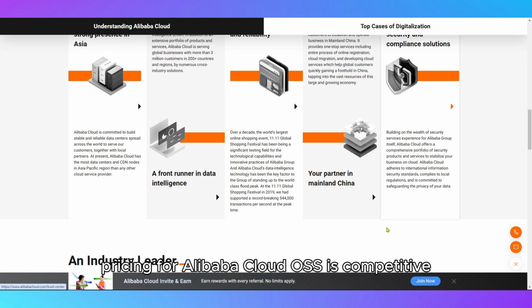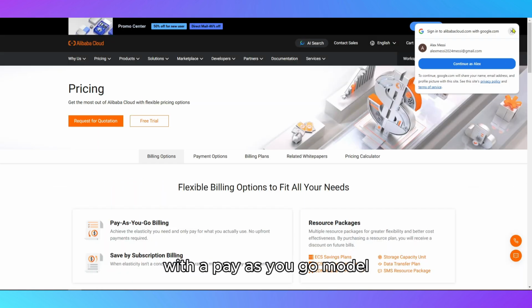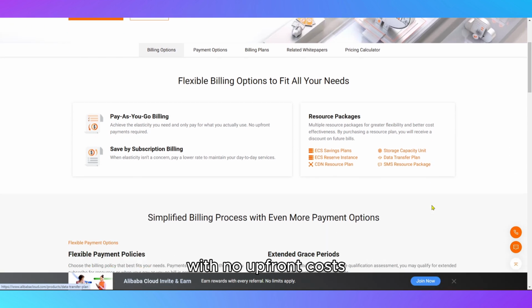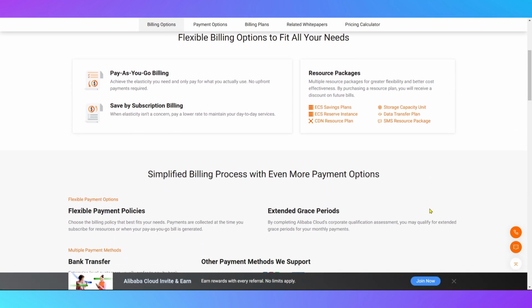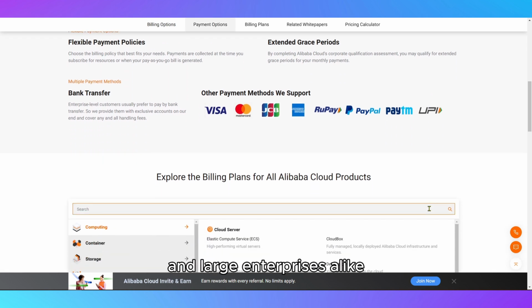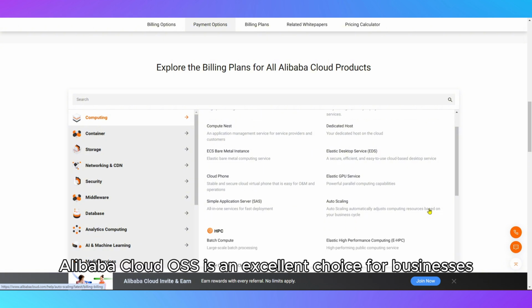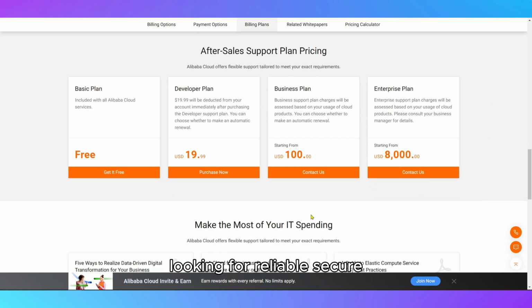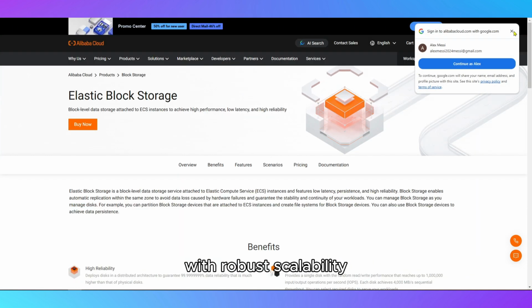Pricing for Alibaba Cloud OSS is competitive, with a pay-as-you-go model that ensures you only pay for the storage you use, with no upfront costs. The flexible pricing makes it suitable for startups and large enterprises alike. Alibaba Cloud OSS is an excellent choice for businesses looking for reliable, secure, and cost-effective cloud storage with robust scalability.